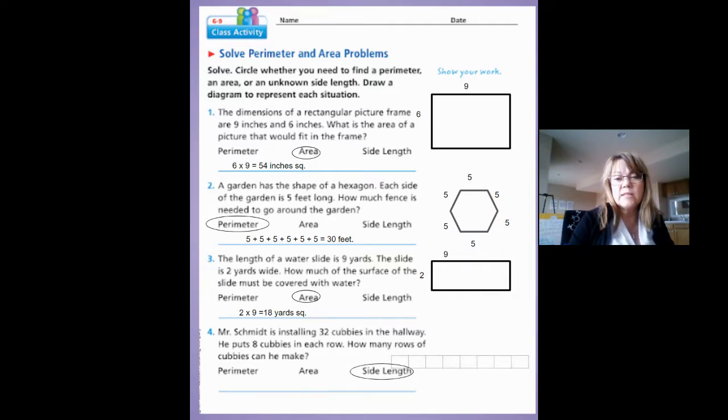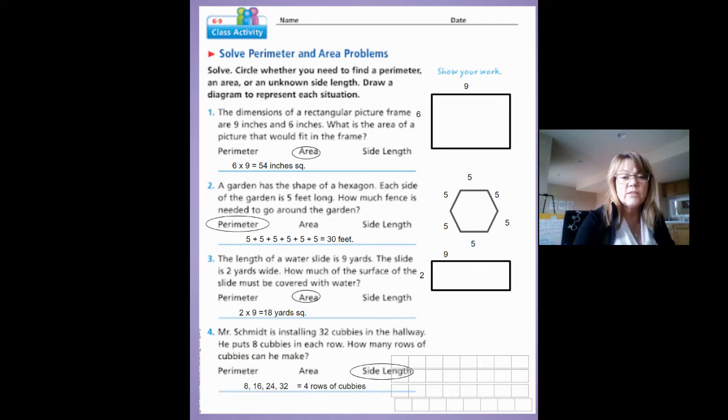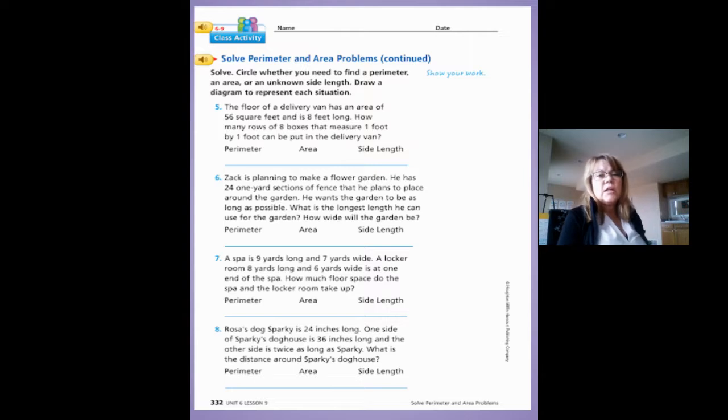So 8 across is here. Another 8 is 16. Another 8 is 24. And another 8 is 32. So we have 32, and that gave us 8, 16, 24, 32 will equal 4 rows of cubbies, or we could have said 8 plus 8 plus 8 plus 8 and gotten 32. Either way would work. All right, let's look at the next page. You need to do this one on your own, but I'm going to give you some hints.